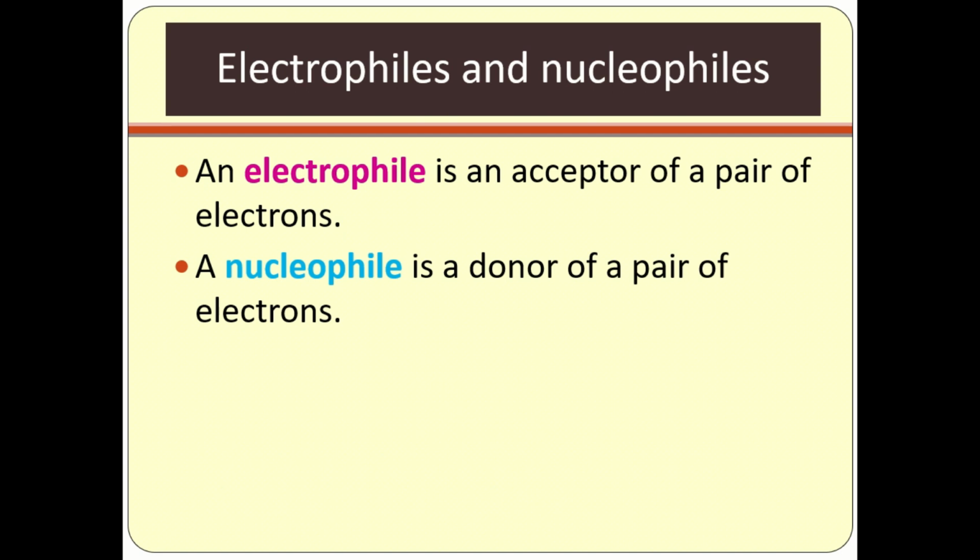An electrophile is an acceptor of a pair of electrons, and a nucleophile is a donor of a pair of electrons. So I will explain to you using an example.